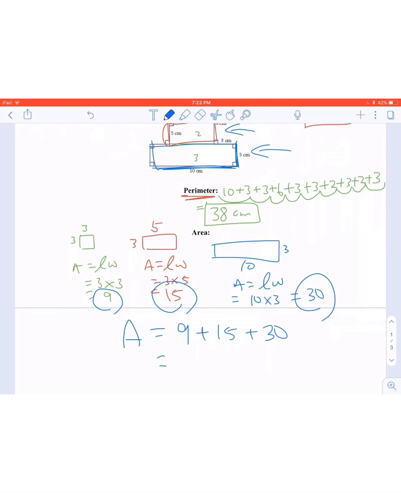As a last step, we're going to add them all up. So 9 plus 15 is 24, plus 30, so it'll be 54 centimeters squared.